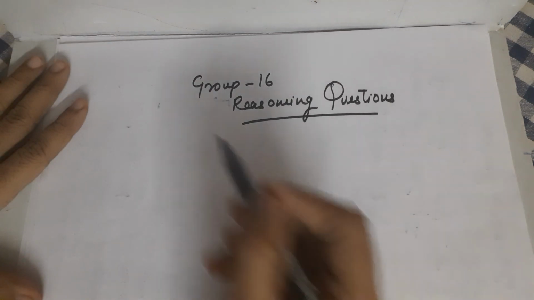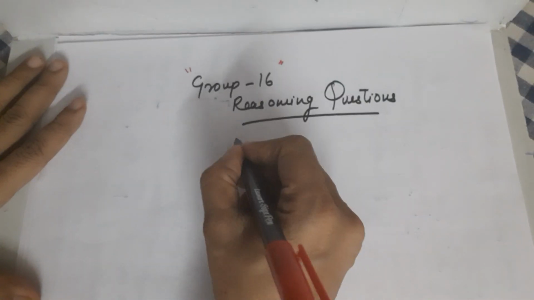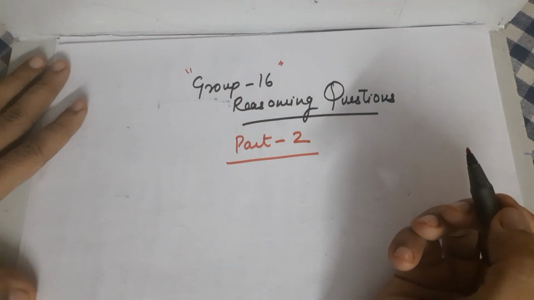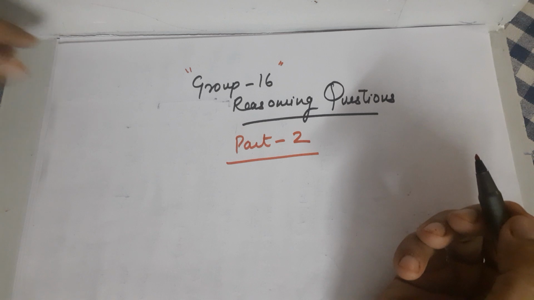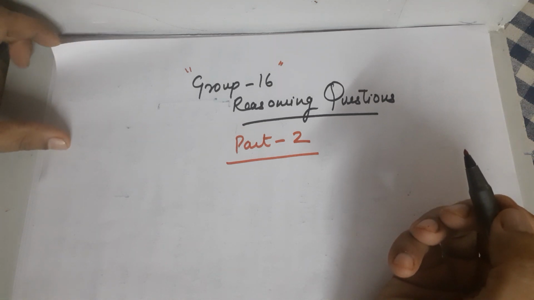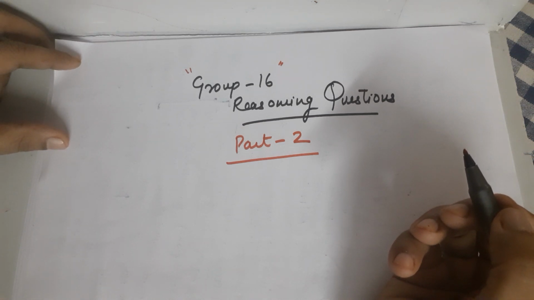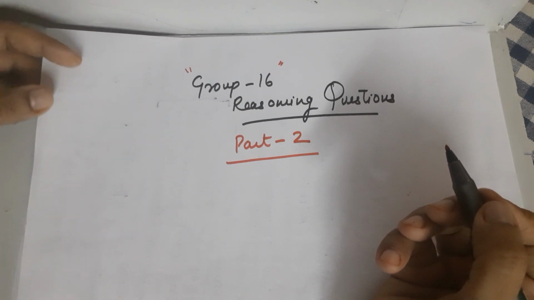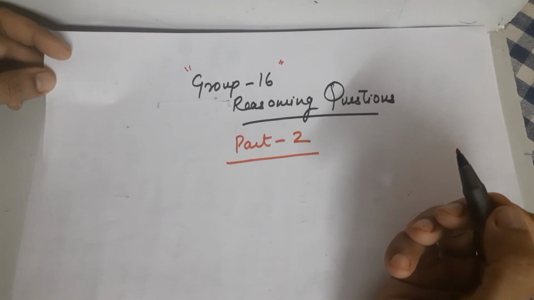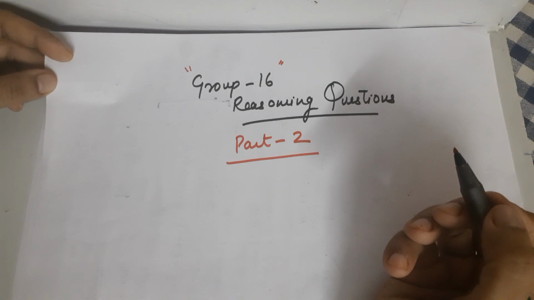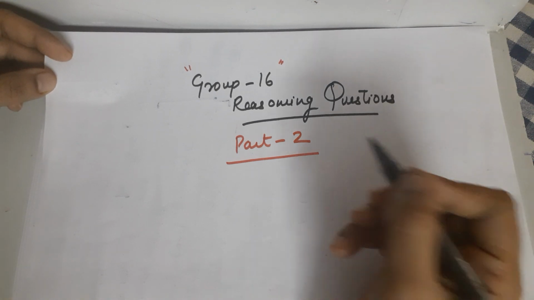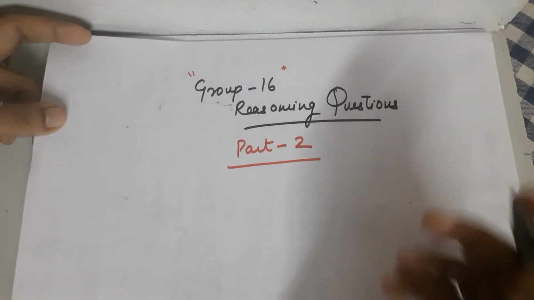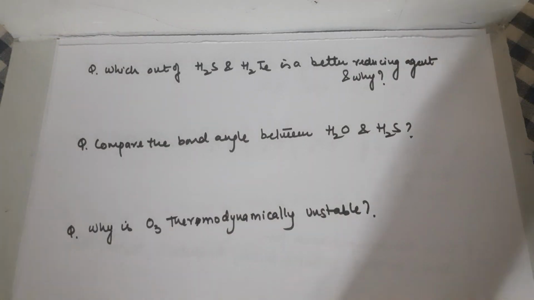Today's topic is, we are still on group 16. This is part 2 of the topic group 16. In the first part, we did the concepts, and in this particular part, we'll only be focusing on more reasoning questions. A few reasoning questions were also done in part 1. So let's begin with the further reasoning questions. In case you've not seen part 1, I would advise you to please watch part 1 for better understanding of part 2. Alright, moving now with the reasoning questions.